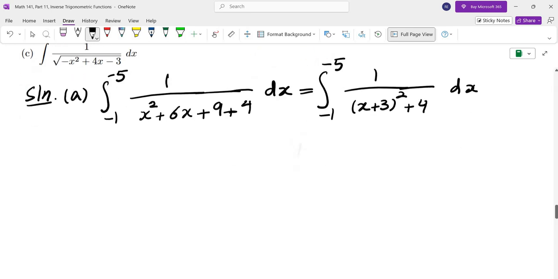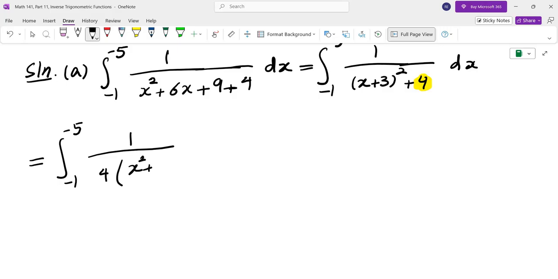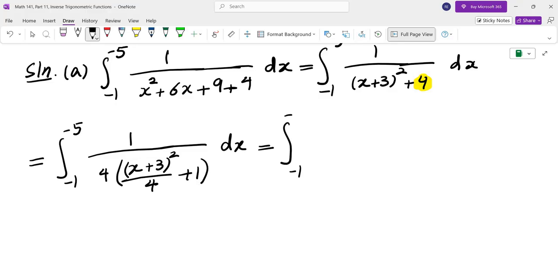Now, we would like to get 1 instead of 4, so we would like to ideally have 1 here. So we are going to factor 4. We get 4 times ((x plus 3) squared over 4, plus 1) dx. So this gives us the integral from -5 to -1, 1 over 4. So we can put that under the square, and get (x plus 3 over 2) squared plus 1.